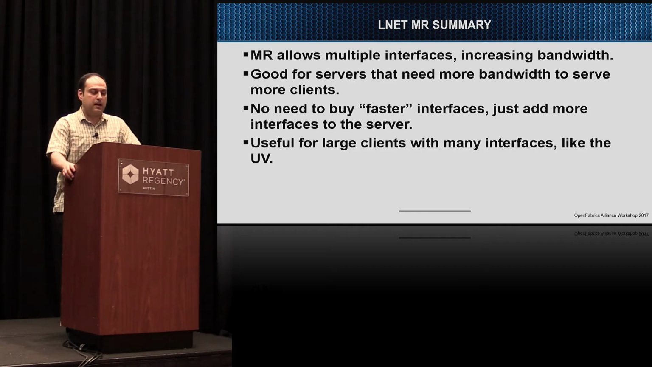With MultiRail, we're able to get sequential write to about 31 gigabytes per second, and for the sequential read, we were able to get about 68 gigabytes per second. So it was clear that MultiRail did achieve its purpose of increasing the bandwidth.